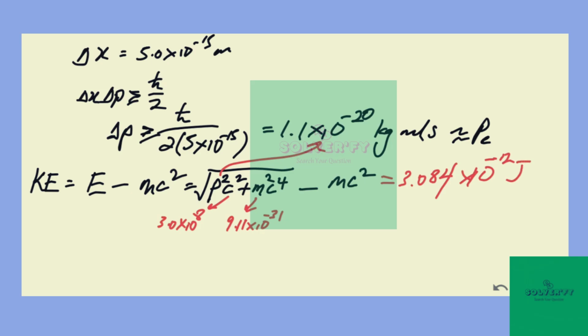Now, since we want it in terms of electron volts, we can divide this by 1.6 times 10 to the power minus 13 joules per MeV. So this will give us, in terms of MeV, just 19 MeV.